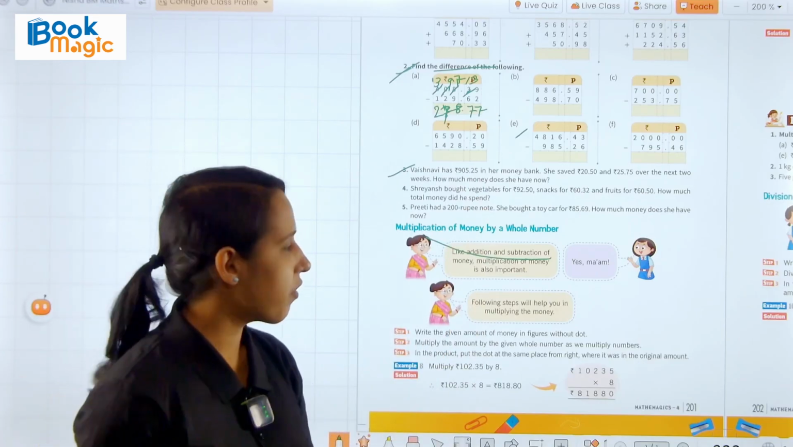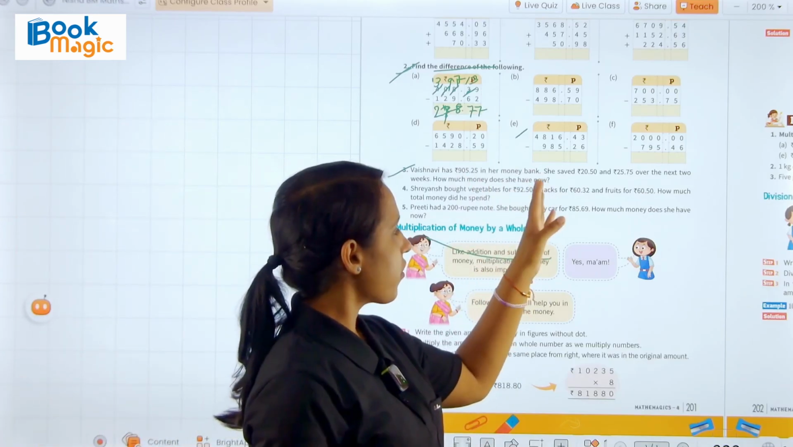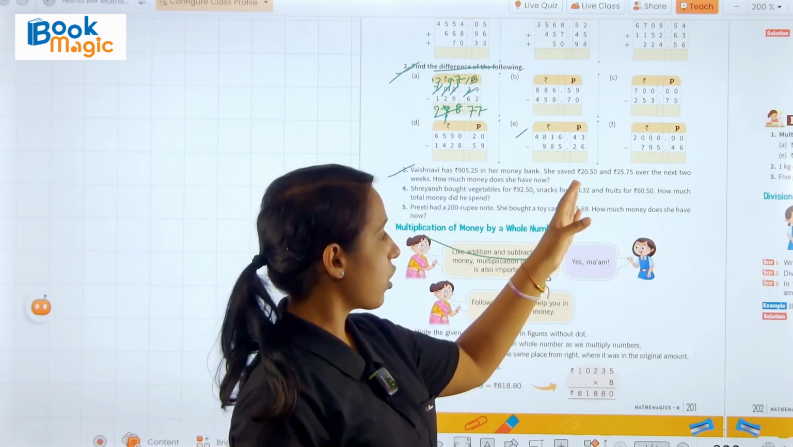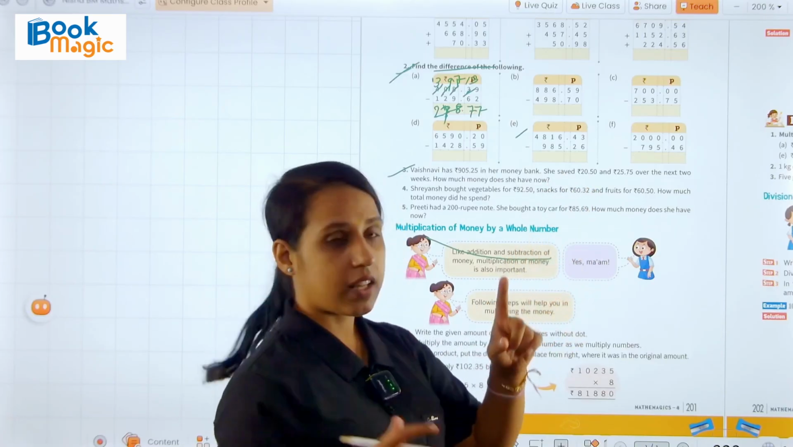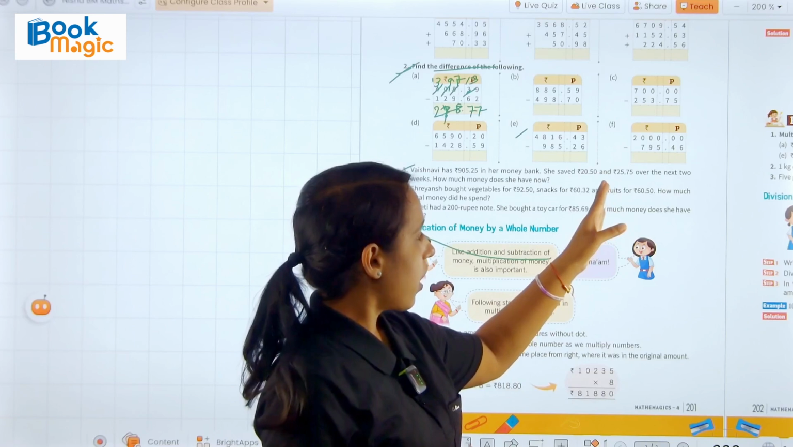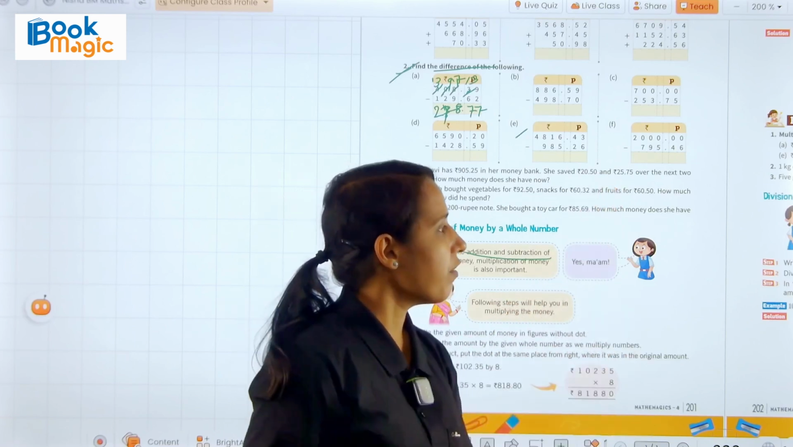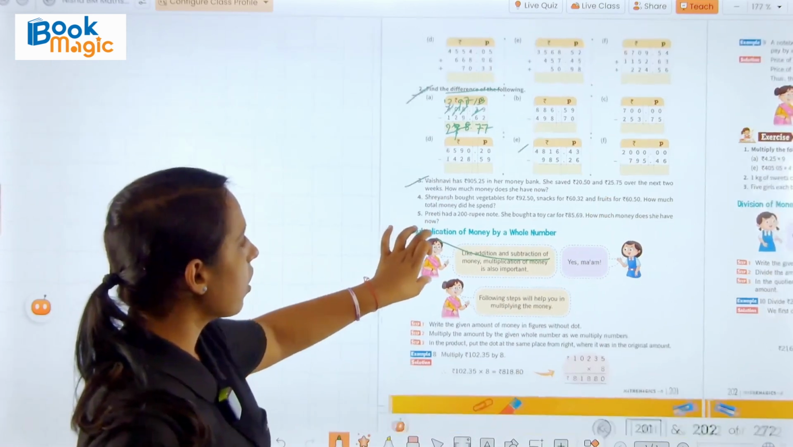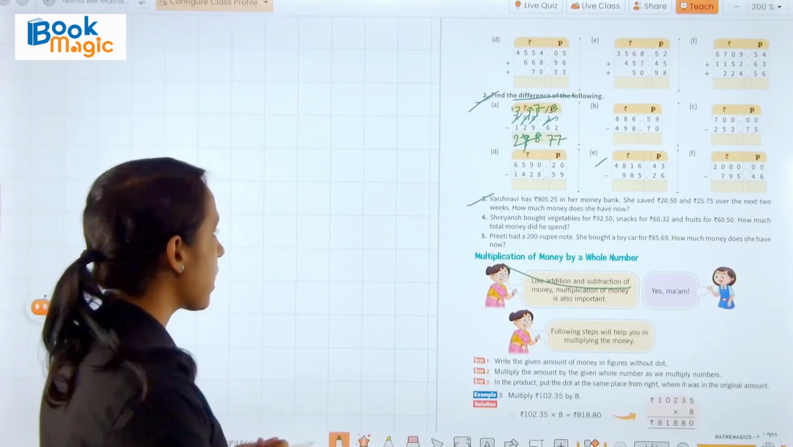फिर जो उसकी वीकली सेविंग है उसमें फर्स्ट वीक में वो सेव करती है 20 रुपीज 50 पैसे एंड इन द सेकेंड वीक वो सेव करती है 25 रुपीज 75 पैसे. So we have to find out now the money she has.